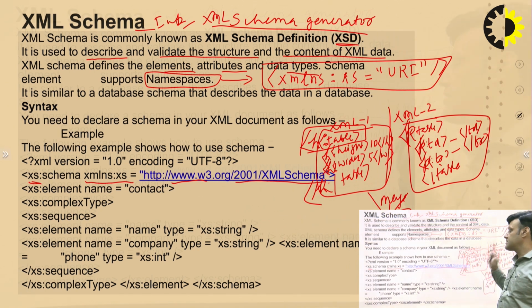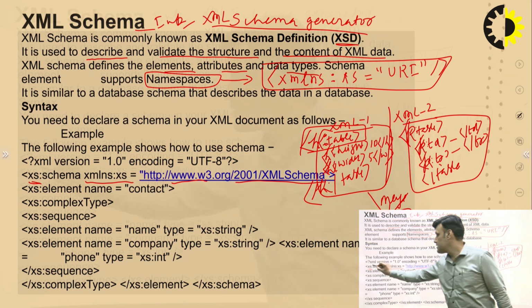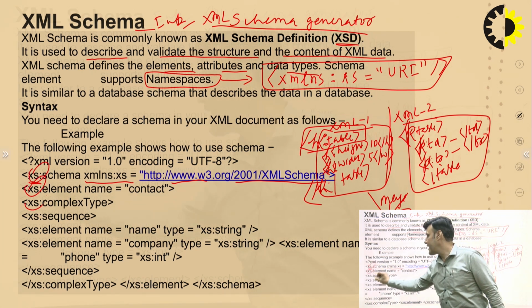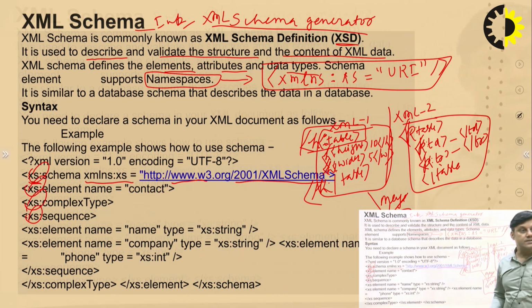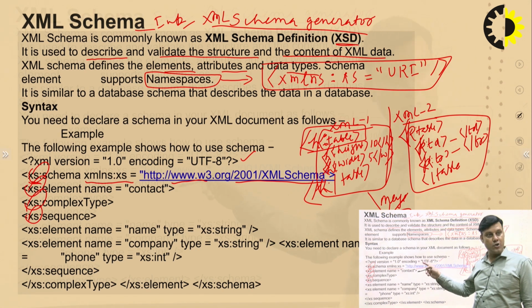www.w3.org XML schema. Okay. In XML schema, whenever we write an element name, we will define XS. You will see XS, XS, XS. Okay students, let me understand what this is. This first line is optional, as I have already told.